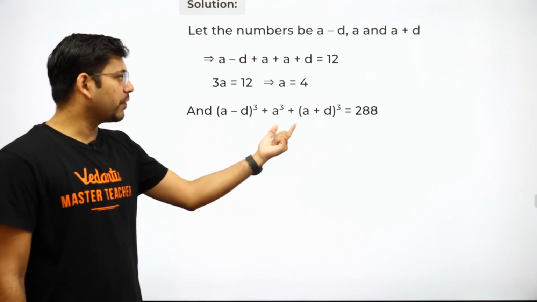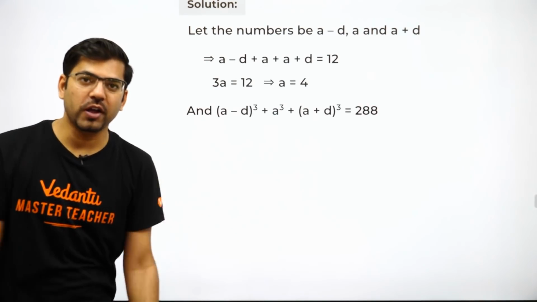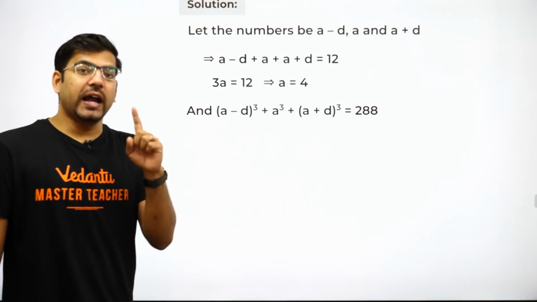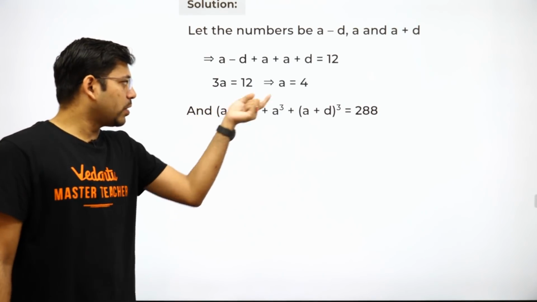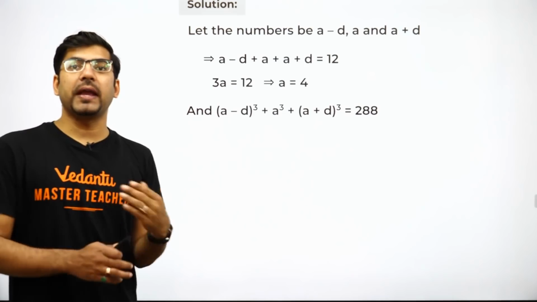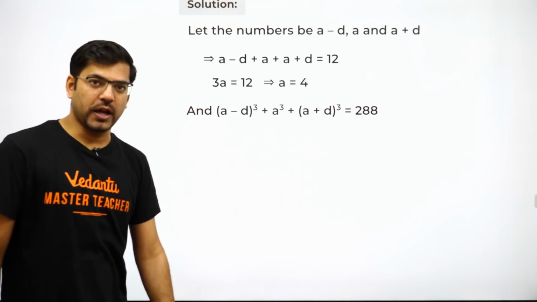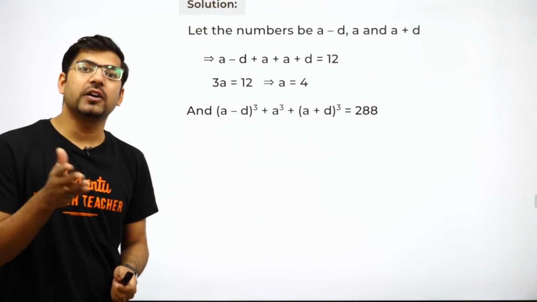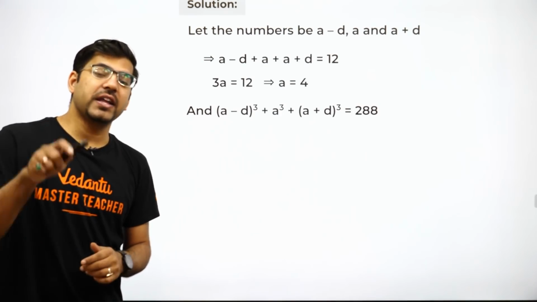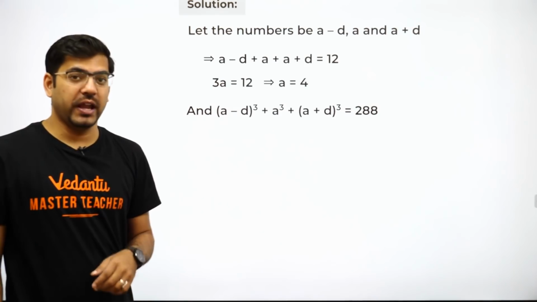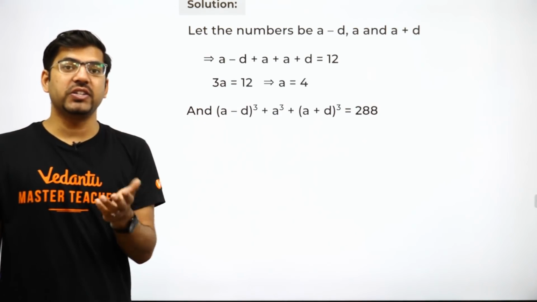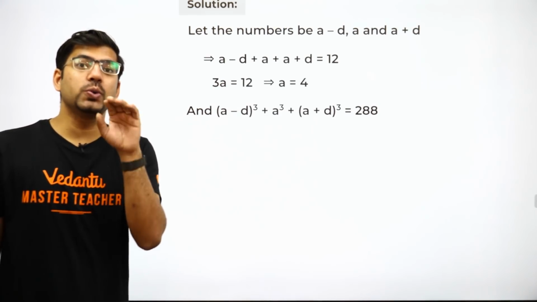So I have cubed all of them and added them, and got a value of 288. Now, I won't be putting the value of A equal to 4 here itself because it will make my whole calculation very clumsy. So I will just put it in the formula and thereafter I'll see how many terms are getting cancelled. In the end, I will put the value of A. That will make my calculation easy and less prone to silly mistakes.